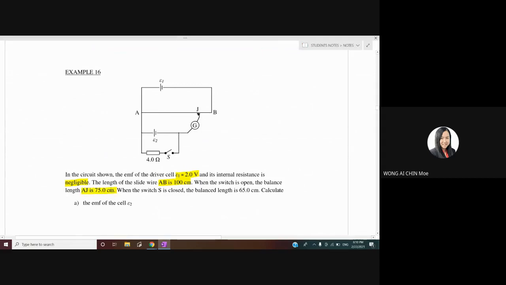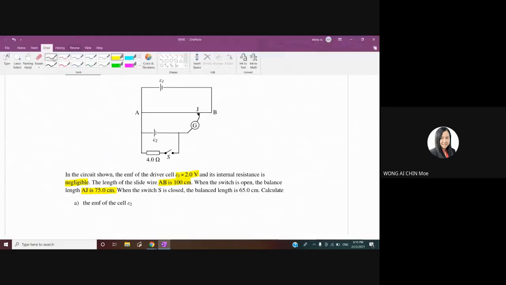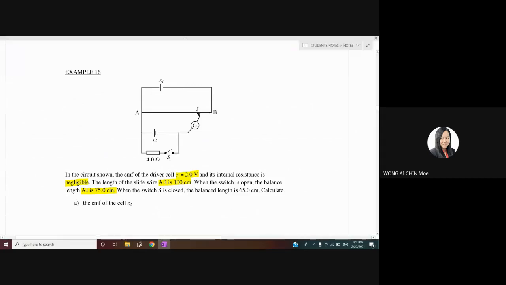Meaning that this is our EMF before the current flows through. This one we still keep open, meaning that there's no current flowing through this loop. The third loop has no current. So what we measured just now is actually our EMF. After that, when it is closed, our length now becomes only 65. Why 65? Because there is an internal resistor inside our epsilon 2.